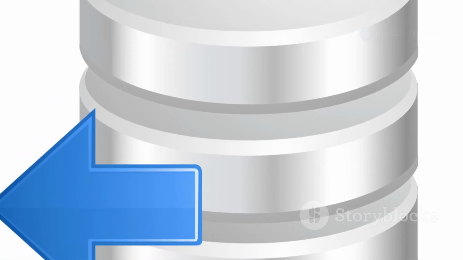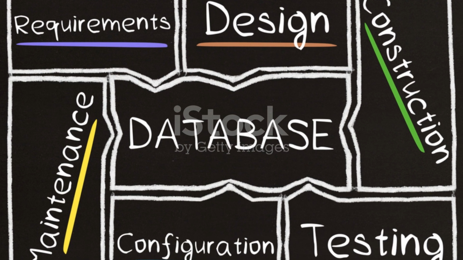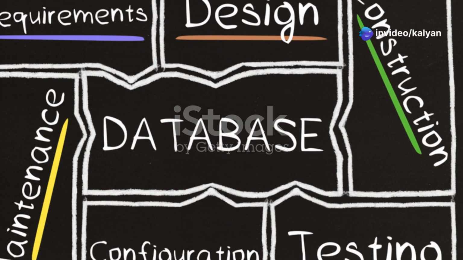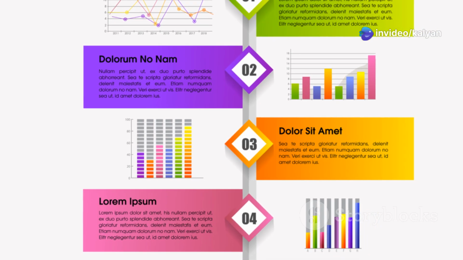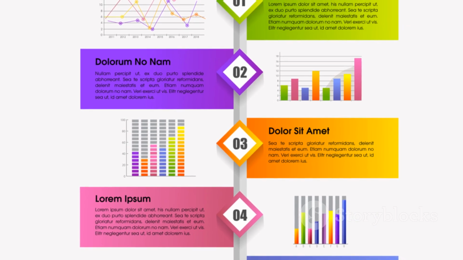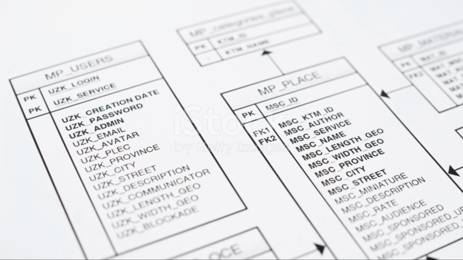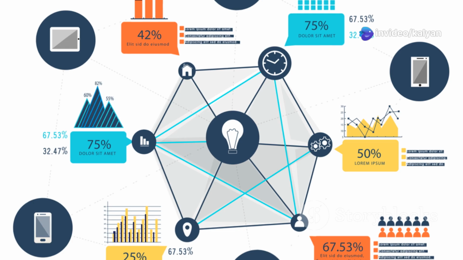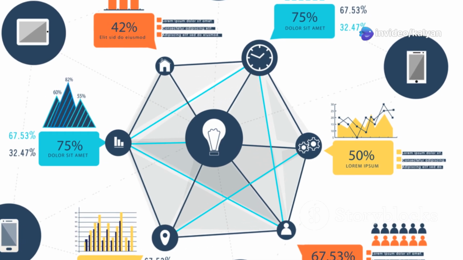Section 8. Best practices for robust database design. Following best practices during database design is crucial for creating a robust and efficient database. Normalization. This process involves organizing data to reduce redundancy and improve data integrity. It involves breaking down large tables into smaller, related tables and defining relationships between them. Normalization helps eliminate data anomalies and ensures data consistency.